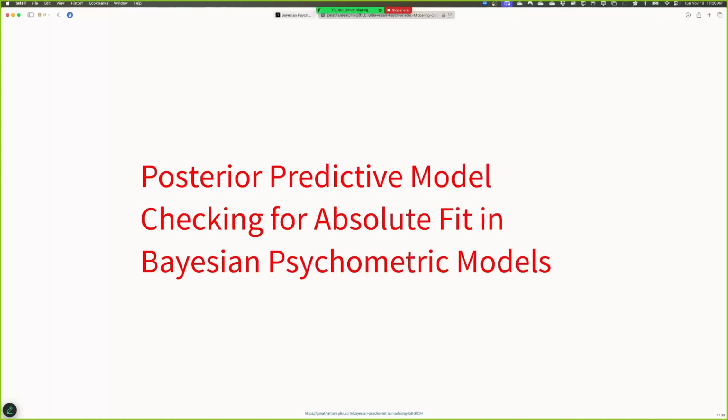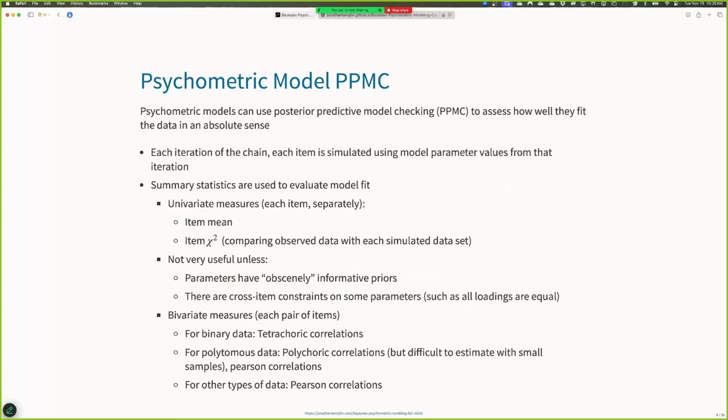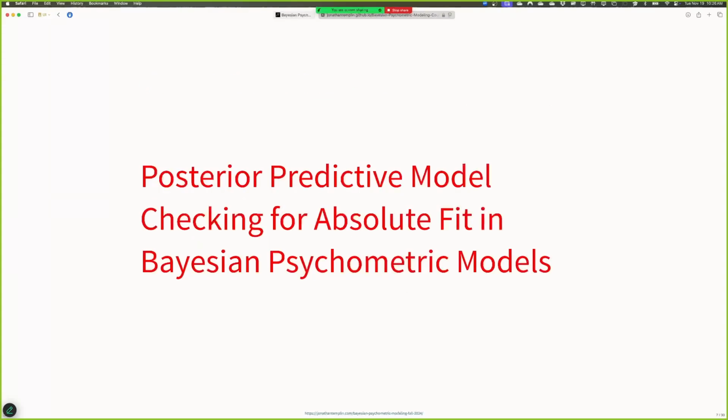Do you remember how to build PPMC back from October when we talked about it with respect to linear models? Let's talk a little bit about that. PPMC back then, what did we do? At every iteration in the chain, we took our model parameters and we treated them as if they were the true value in a population model, and we simulated data with those parameters.